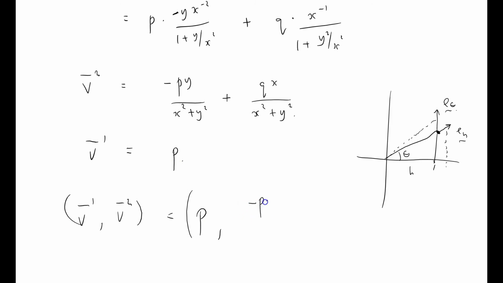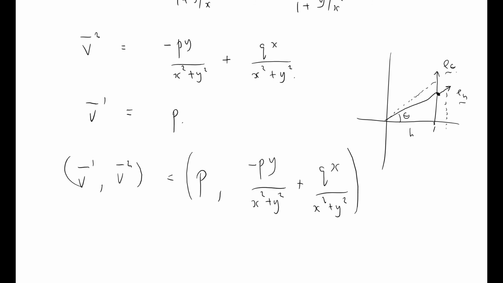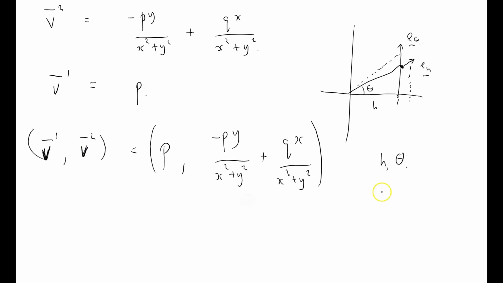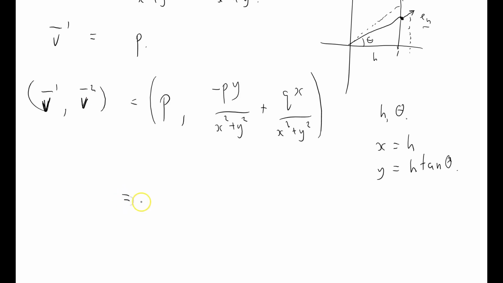So v bar 1 comma v bar 2 equals p for this one here, and then this rather peculiar term, minus py over x squared plus y squared plus qx over x squared plus y squared. I guess I could tidy it up a little bit. There's a slight flaw in this solution, which is that what I want is the vector in the barred coordinate system, and it's got x and y, which is the unbarred coordinate system. So what I want is this thing in terms of h and theta. And of course, I know that x equals h and y equals h tan theta.